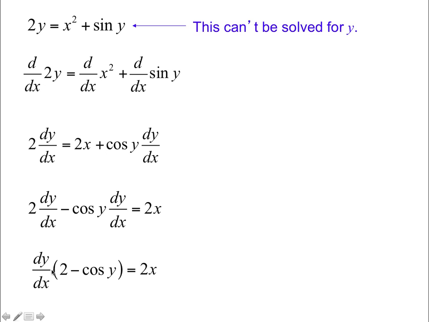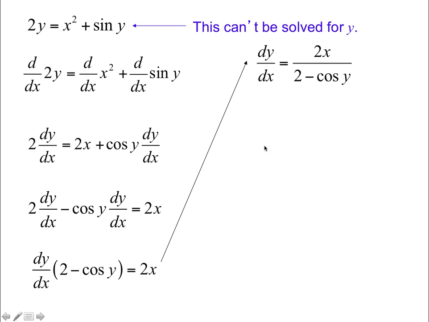So now I can go ahead and divide out the 2 minus cosine y and finally isolate dy dx. So as you can see, from this point down is all algebra. So my derivative is 2x over the quantity 2 minus cosine y. And so I still need the x and the y coordinate on this function if I want to find the slope at a certain point. So let's go ahead and try that.